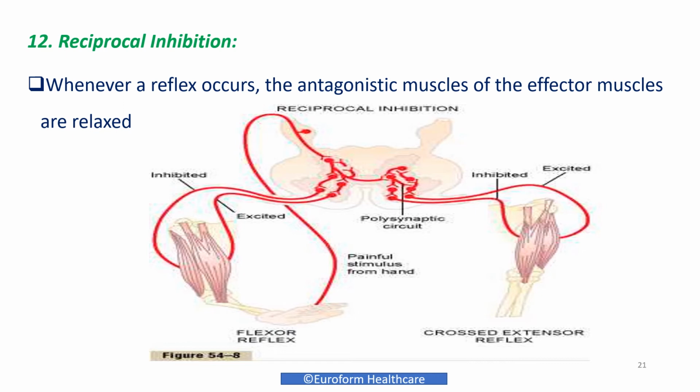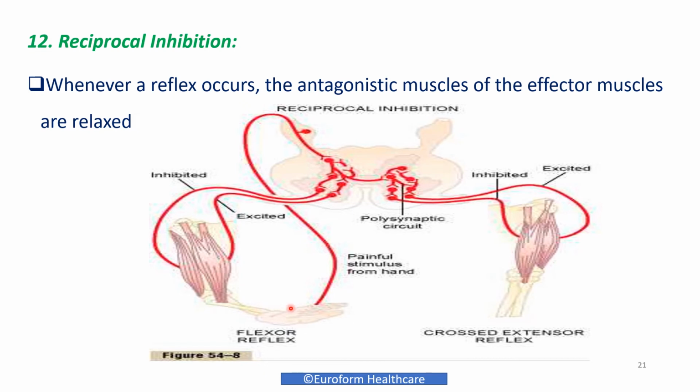Reciprocal inhibition is a very important property of reflexes. Because of this, whenever a reflex occurs, the antagonistic muscles of the effector muscles are always relaxed. For example, when a stretch reflex excites one muscle, it simultaneously will inhibit the opposite muscles, that is here the extensors. This phenomenon is called reciprocal inhibition.